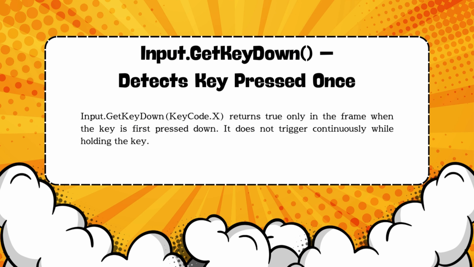Input.GetKeyDown detects a key pressed once. Input.GetKeyDown(KeyCode.X) returns true only in the frame when the key is first pressed down. It does not trigger continuously while holding the key.